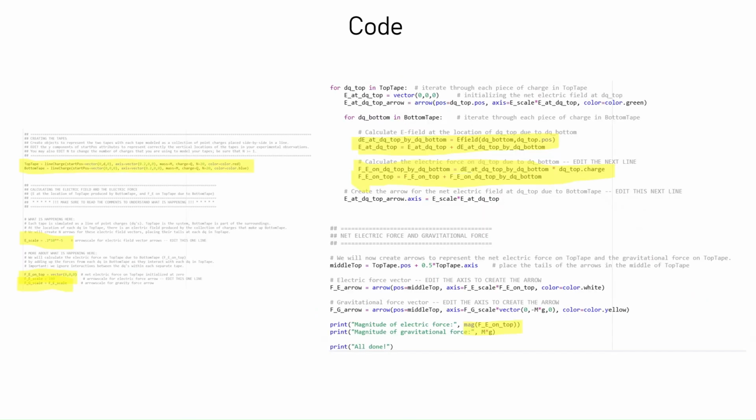Next, on the left, we have a model of two tapes, top tape and bottom tape, which matches our observations in our experiment. Then we have the scale factors, which are basically just letting us see the arrows because they're too small. On the right side, we modeled the electric field and electric force for each little piece of the line charge. Then we add them all together to get the total force and electric field from the bottom tape on the top tape. And that's what's shown on the bottom right, which is just printing the magnitude of those.